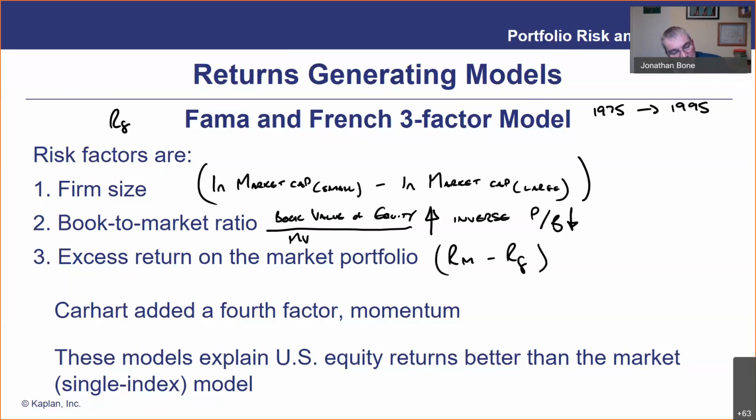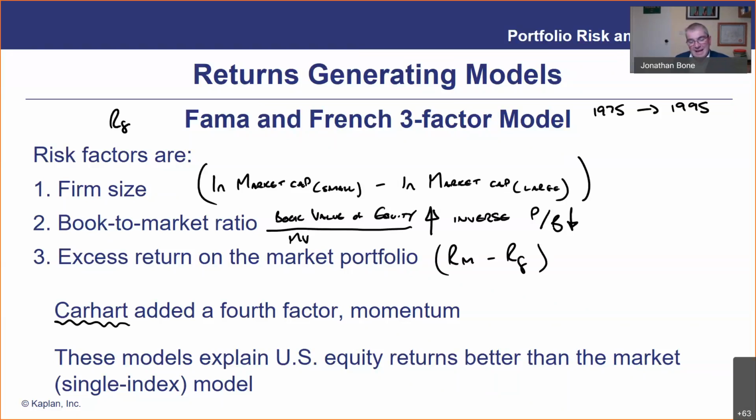Carhart, other than designing t-shirts, added a fourth factor, and his was momentum. What he did is he looked at, I think it was about 40, using the S&P 500. He looked at the 40 stocks that had advanced most in the last 12 months, minus the 40 stocks that had declined the most in the last 12 months. So he added a fourth factor.